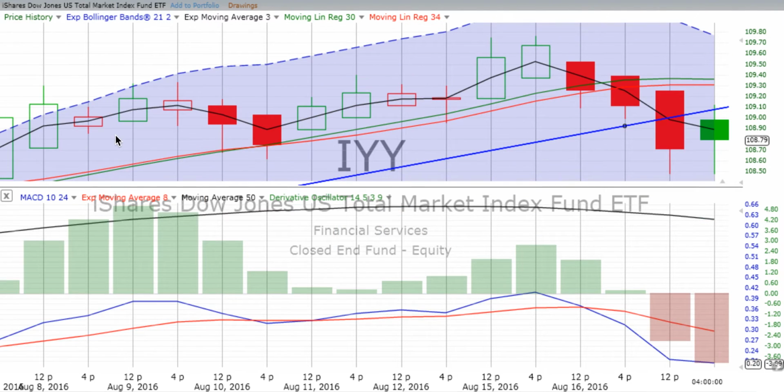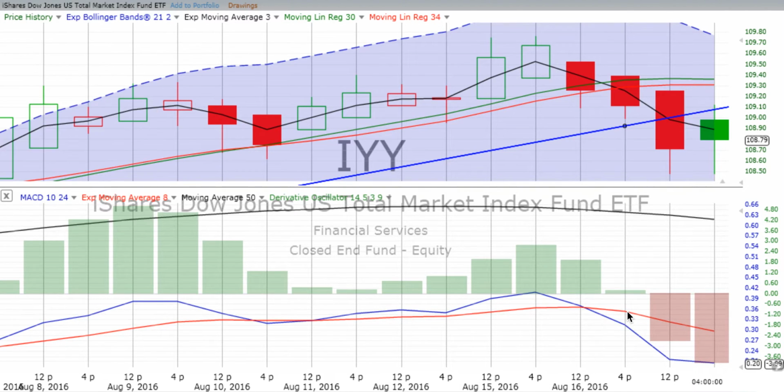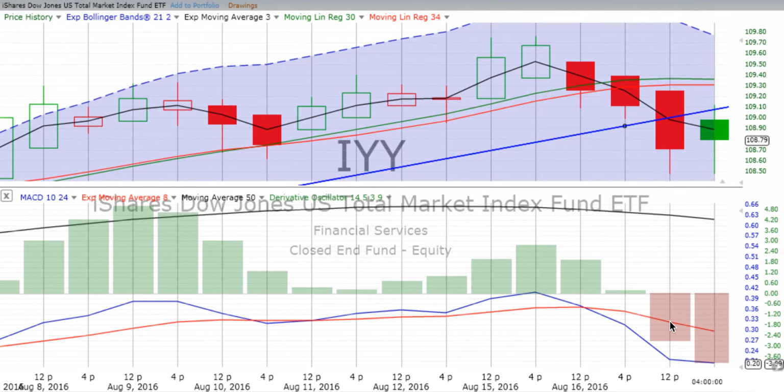What do we see going on our 4-hour chart? We see lots of down movement in the morning, some up movement in the afternoon. Our two-day trend line has been violated by the close. We also saw on the afternoon of the 16th, the total market crossed over on the 4-hour chart going down, and the next morning, that is on the 17th, we saw a red derivative oscillator, a large one, followed by another red derivative oscillator in the afternoon.